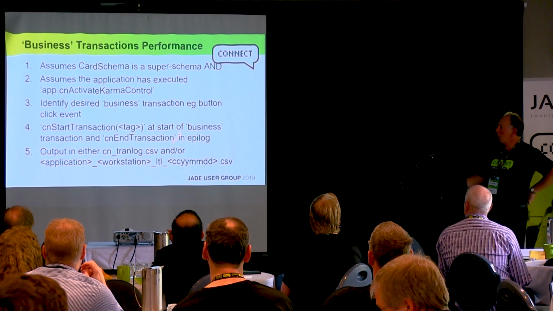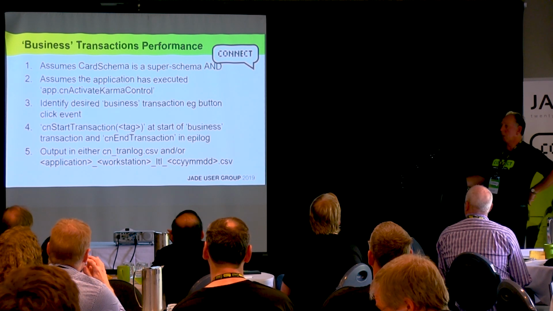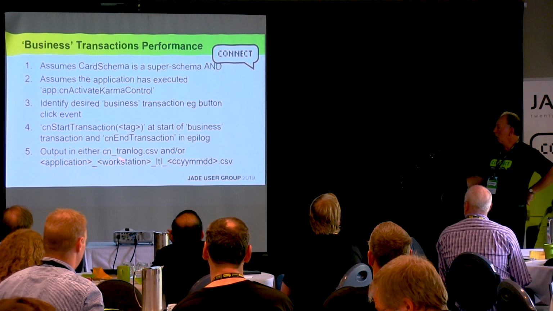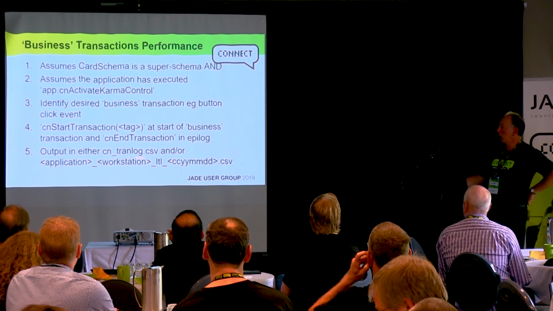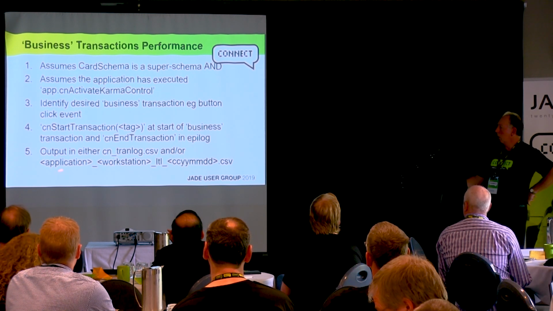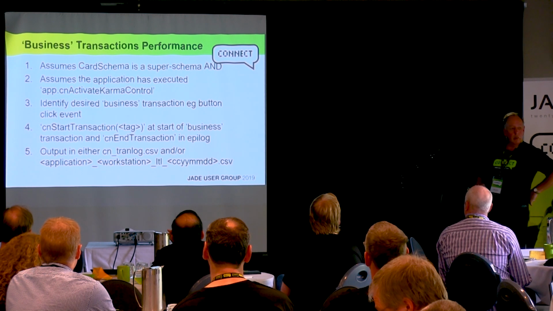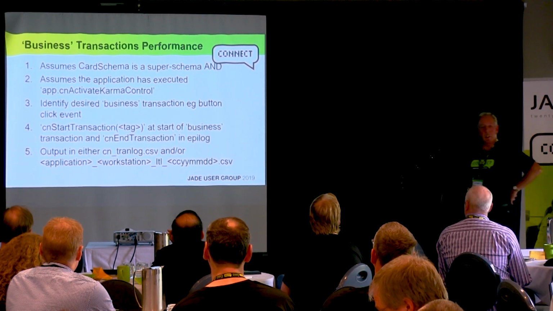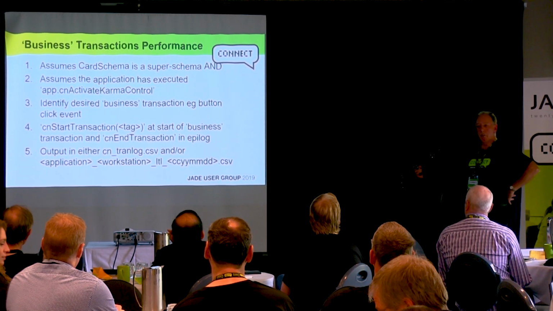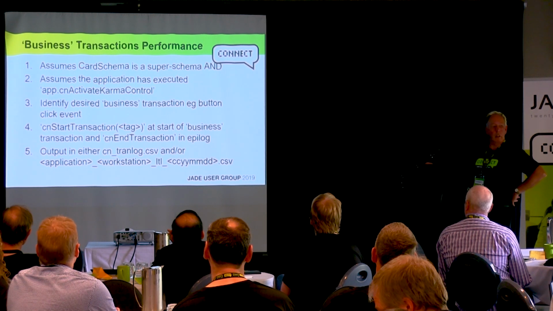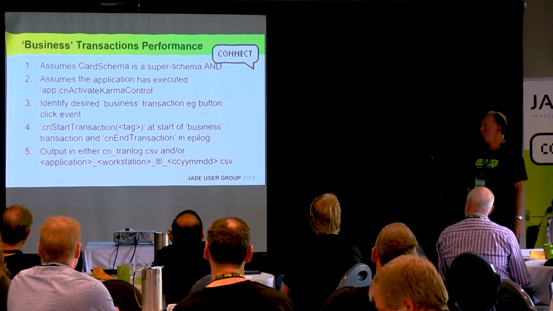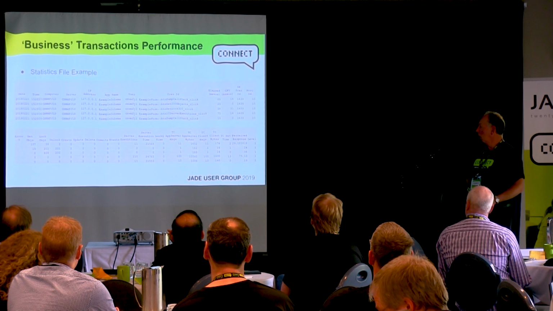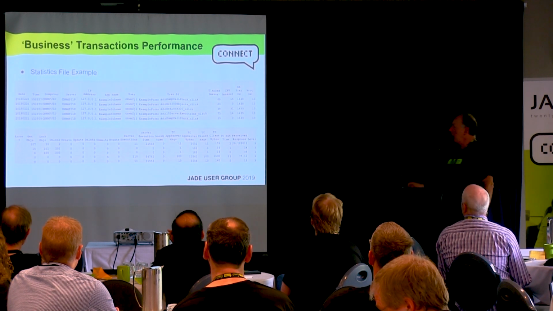The output from that information, which I'll give you a slide about, what it's going to deliver to you, is put into a CN translog CSV, or into a CSV which is unique for each application or each instantiation of an application. So you get a CSV file with a lot of statistics about every transaction that you have instrumented by putting those CN start and end transaction. So this is what you get out.